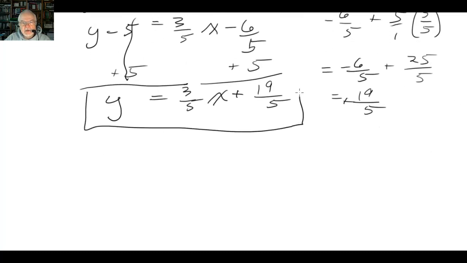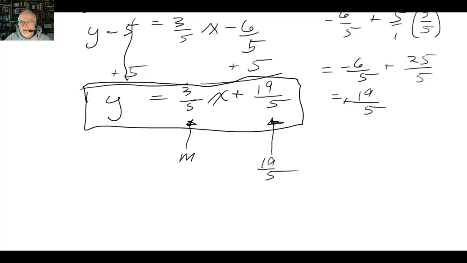So that's my answer. y equals 3/5 x plus 19/5, and that gives me the extra added bonus of knowing that the slope of this line is 3/5, and the y-intercept falls on the y-axis at the number 19/5.